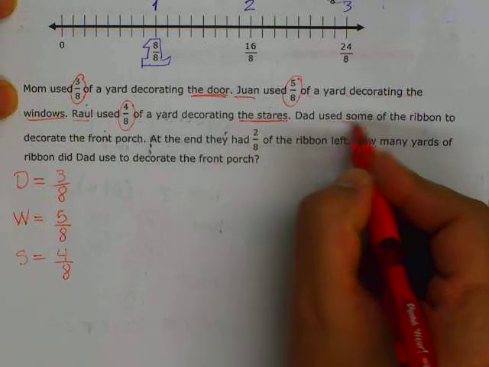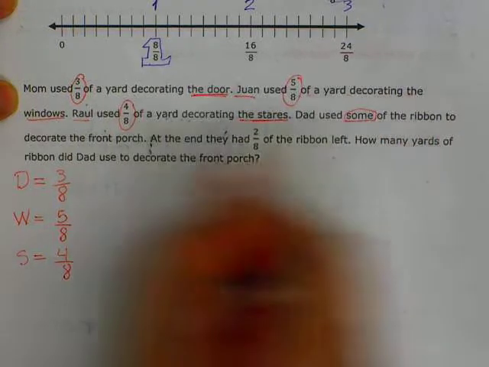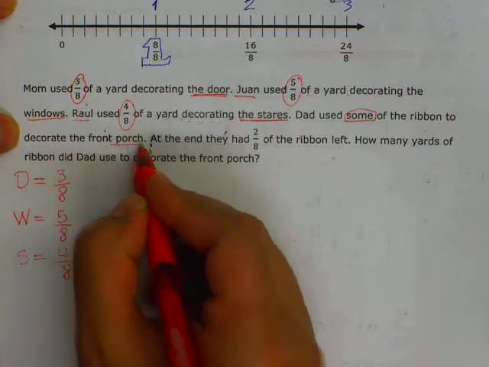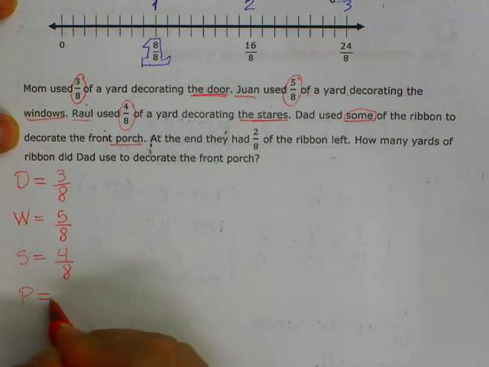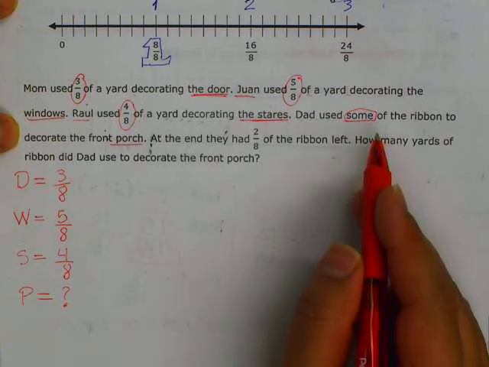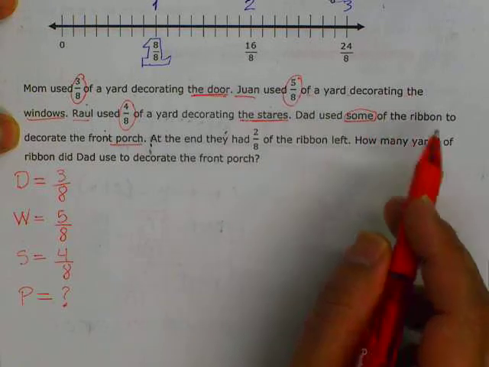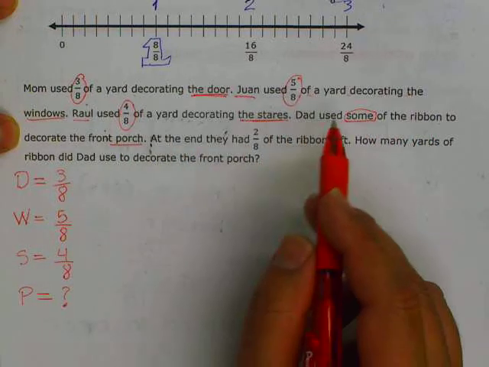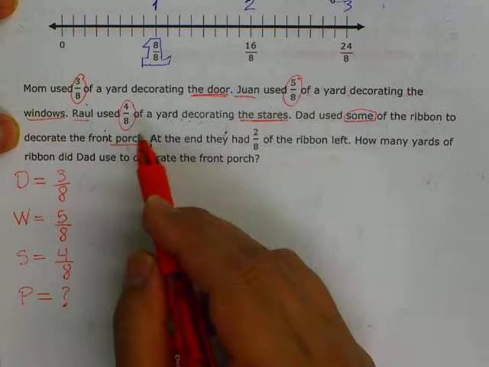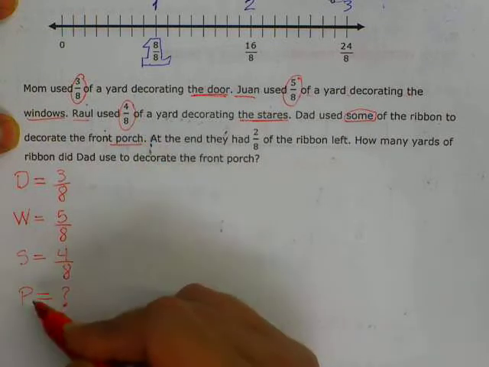Dad used some of the ribbon to decorate the front porch. So for the porch, do I know how much he used? No. That's a question. That reminds me of the question that we had about the chairs and the table and the cabinet. It was the same thing, right? He bought wood to fix the chair, the table, and some for the cabinet. Here is the same thing. I'm using some for the porch, which I don't know.